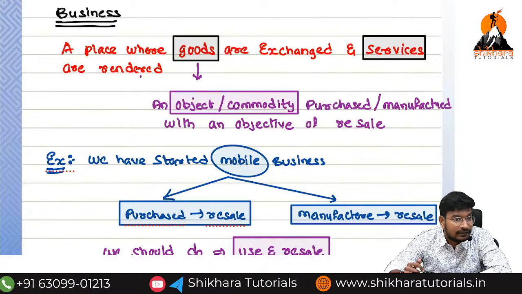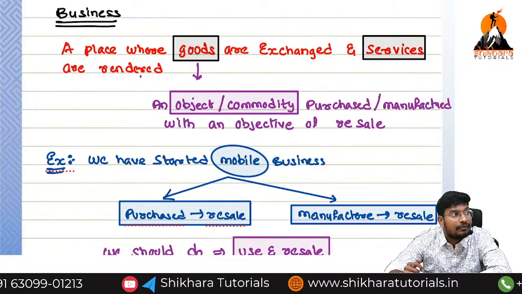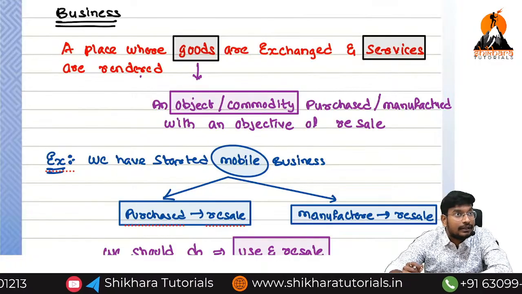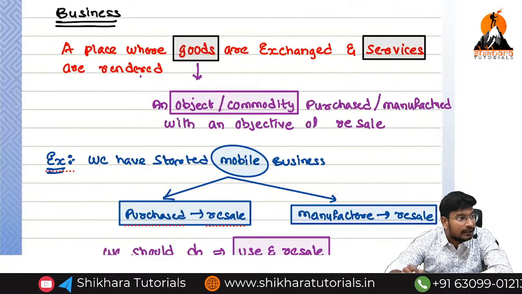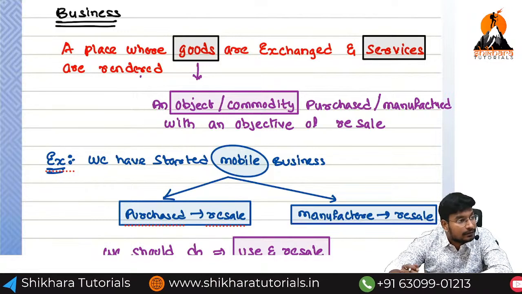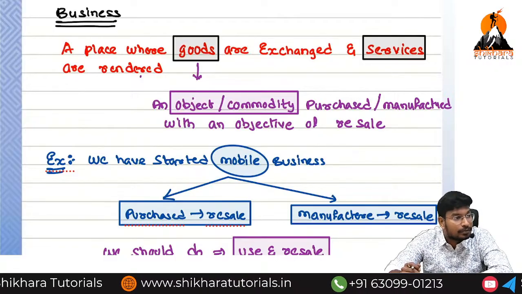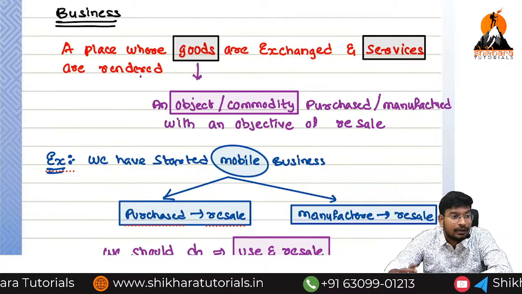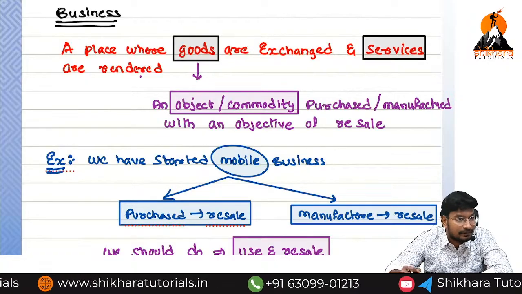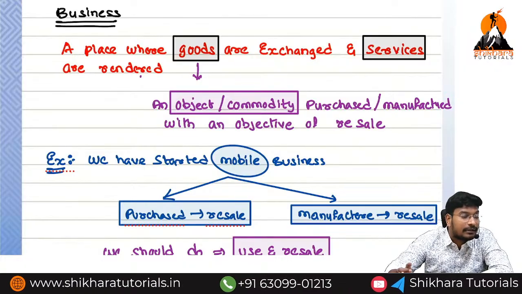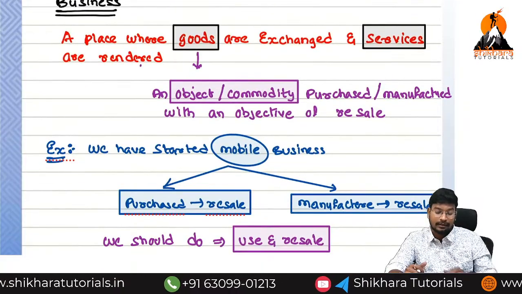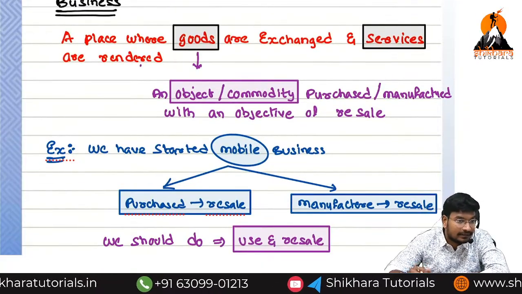They are providing the services. Nowadays what we can do, we are having certain apps. If we want a plumber service, we can book in the app. Easy. So they are providing the services, like the No Broker app. In that No Broker app, if you want plumber services, we can book the plumber services. So carpenter services, like that, they are providing the services. So a place where goods are exchanged and services are rendered is called as a business.